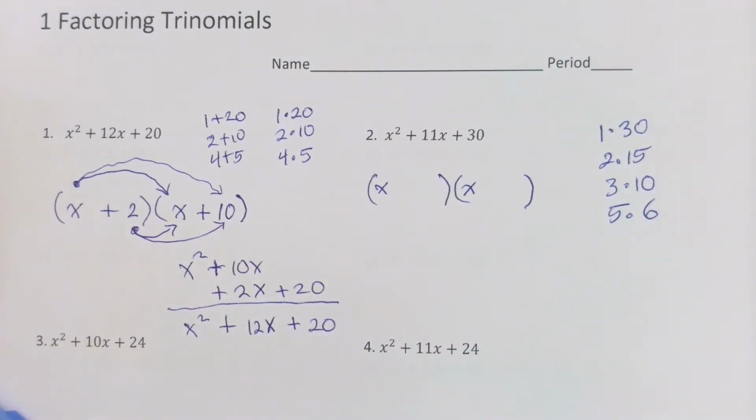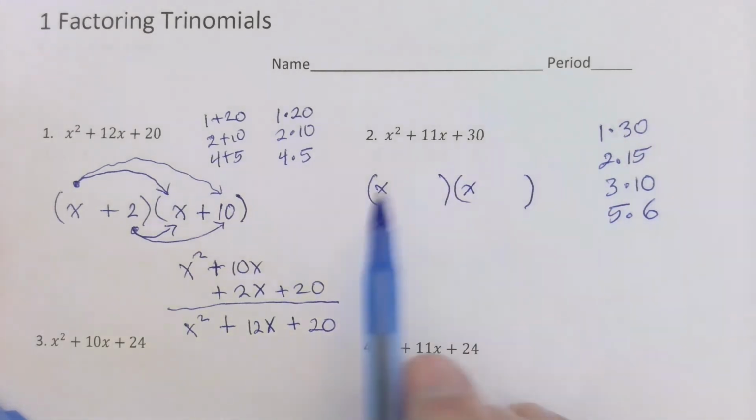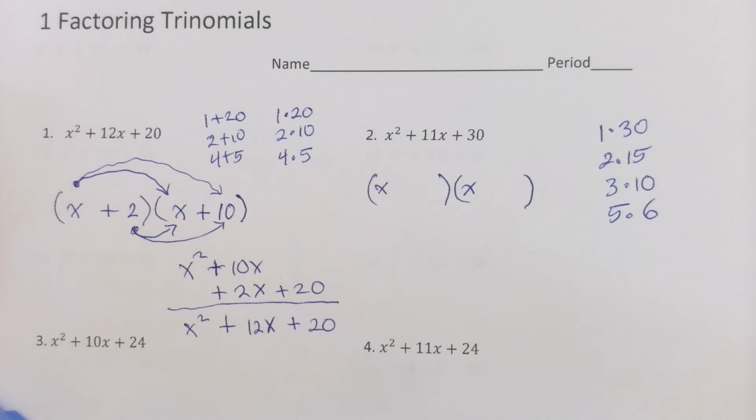So how do you know which combination out of these 4 pairs goes in here? And the answer is you just have to shift to addition. Whether you do this on paper or in your head, you've got to go through all 4 possible pairs and add the factors. And you've got to come up with a combination that adds up to 11.